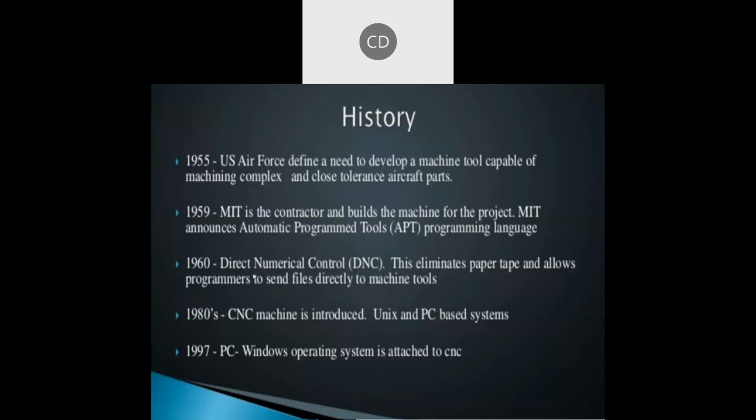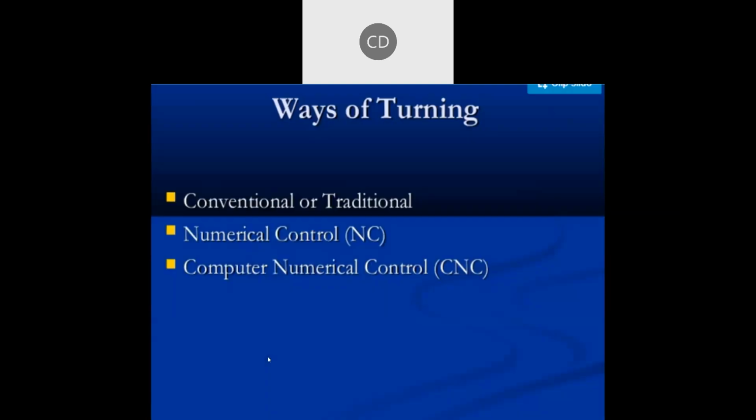Another one is the 1960s, when we used direct numerical control, DNC. We used paper tapes, which allowed programs to be easily fed and directed to the machine. Then in the 1980s, CNC machines were introduced with Unix and PC-based systems, and in 1997 the PC Windows operating system was attached to CNC machines. Okay, so these are the histories of CNC machine.